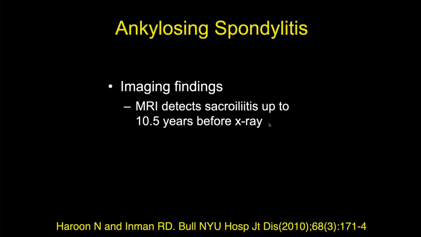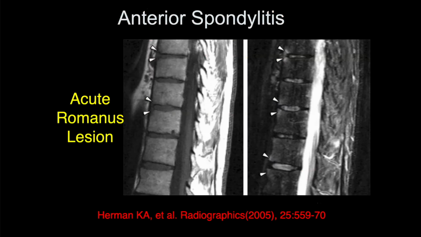And studies have shown that MR can pick up the findings in ankylosing spondylitis about 10.5 years before an X-ray does. There are things that we can see with X-rays that you can't see with MRI, but the inflammatory changes, which are the early thing that you want to treat so that the X-ray positive findings never develop, MRI picks up much earlier than X-rays.